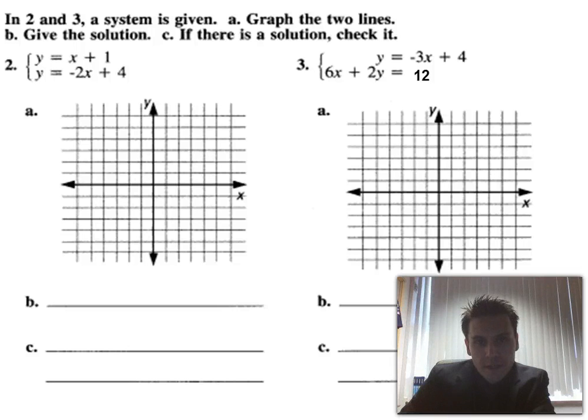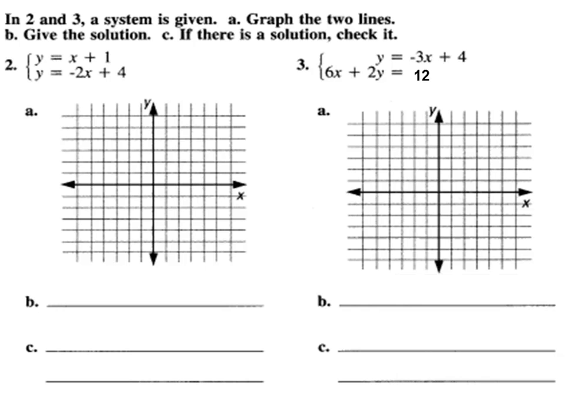Alright, and we're here today to solve systems of equations, where we are given two equations, and we are asked to find the coordinate at which they intersect, or the coordinate they have in common. So I have a couple of examples on the screen here, and we're going to solve these by graphing the system. So we have number 2 right here, where we're given two equations.